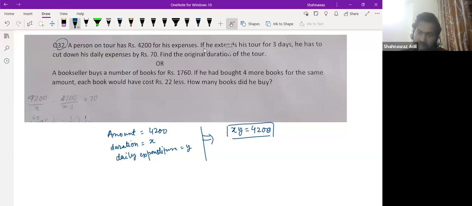If he extends his tour for 3 days, what is changing? x plus 3. It's a quadratic equation question. Yeah, so we'll get that. First we have to connect all those dots and write down the information, and then you will see whether it is a quadratic.